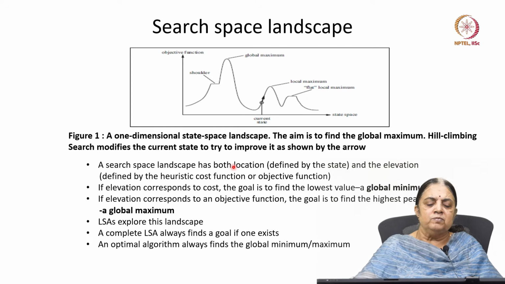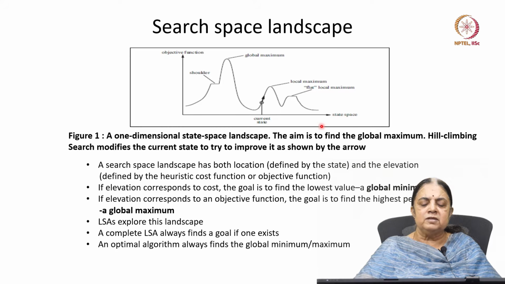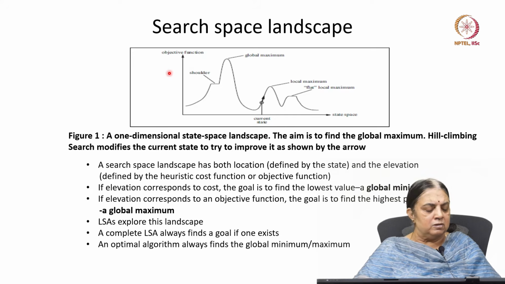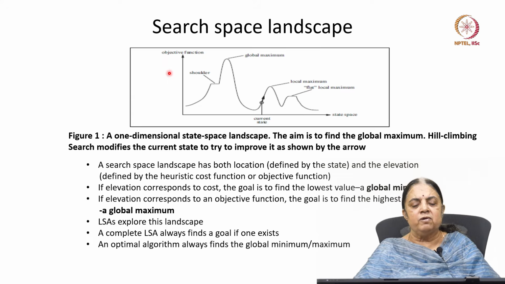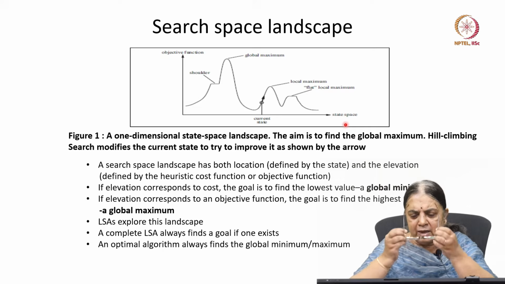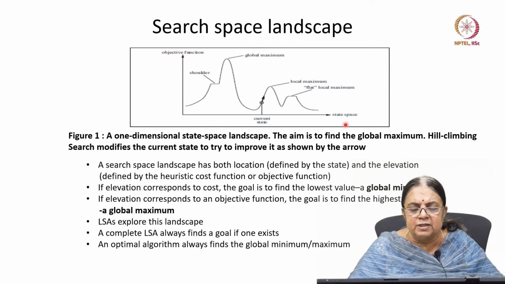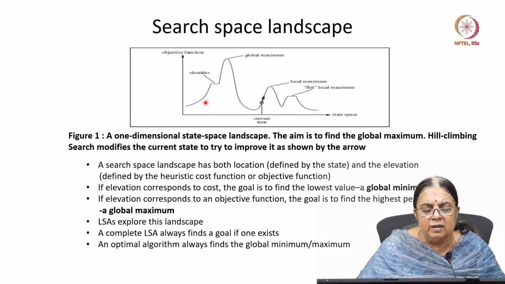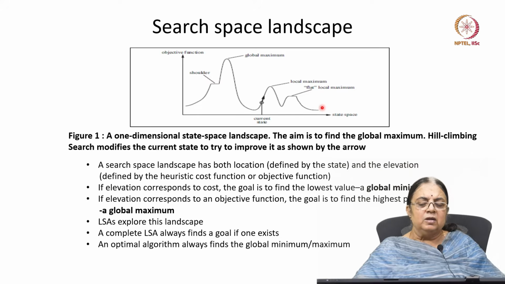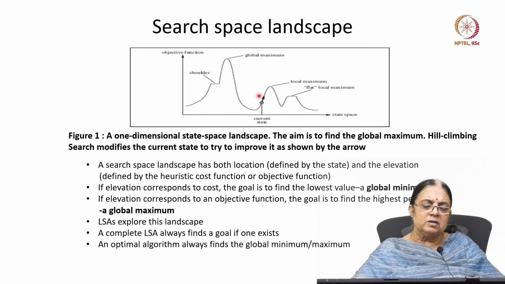Suppose you consider a solution space in this way. The y-axis here gives the objective function of the points, and you have the location along the other axis. This is the state space that we have, and the points along this curve are points in the solution space. Now we need to search this curve to find, say, the global maximum. So how do we go about doing that?